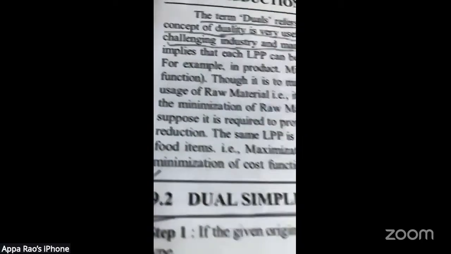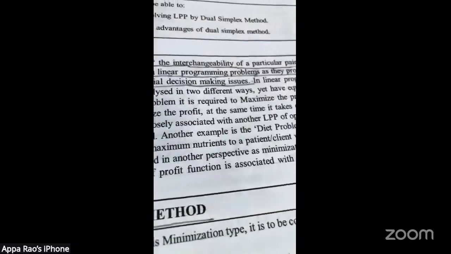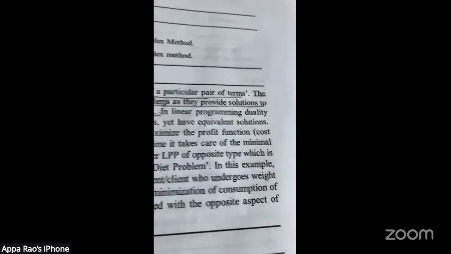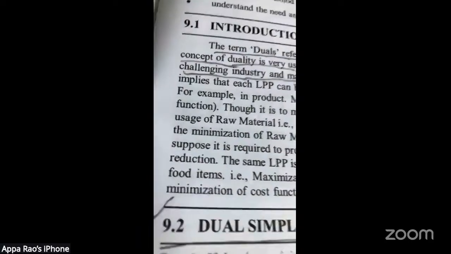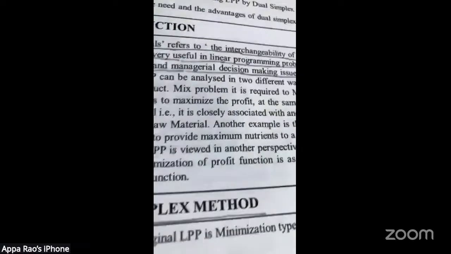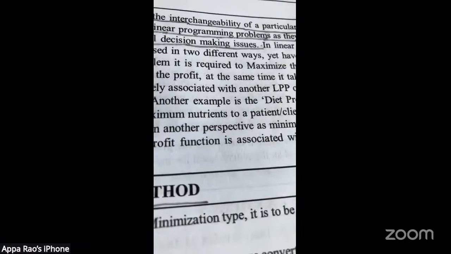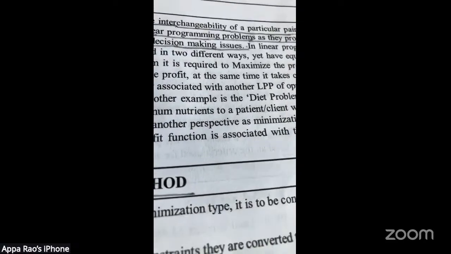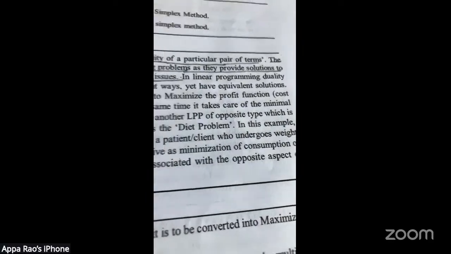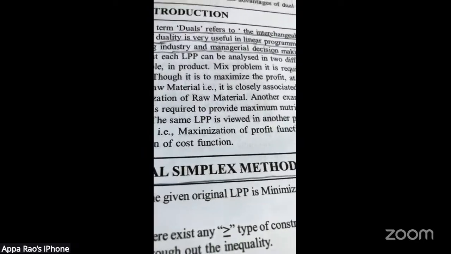For example, the product mix problem. It is required to maximize the profit function, also known as the cost function. Through it, we get the maximum profit, and at the same time it takes care of the minimization of raw material.